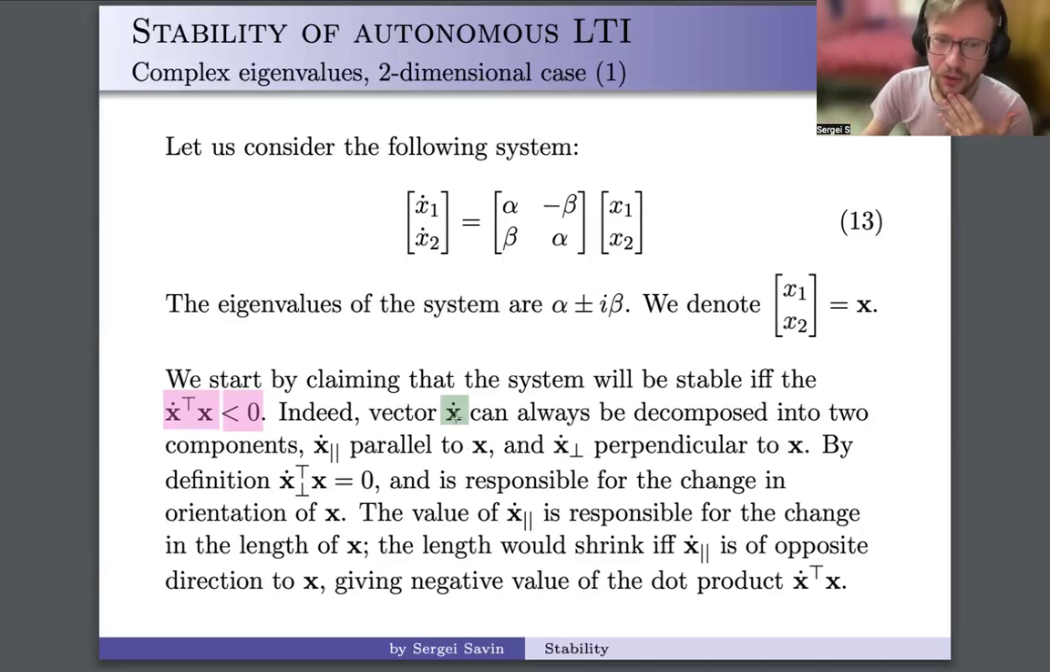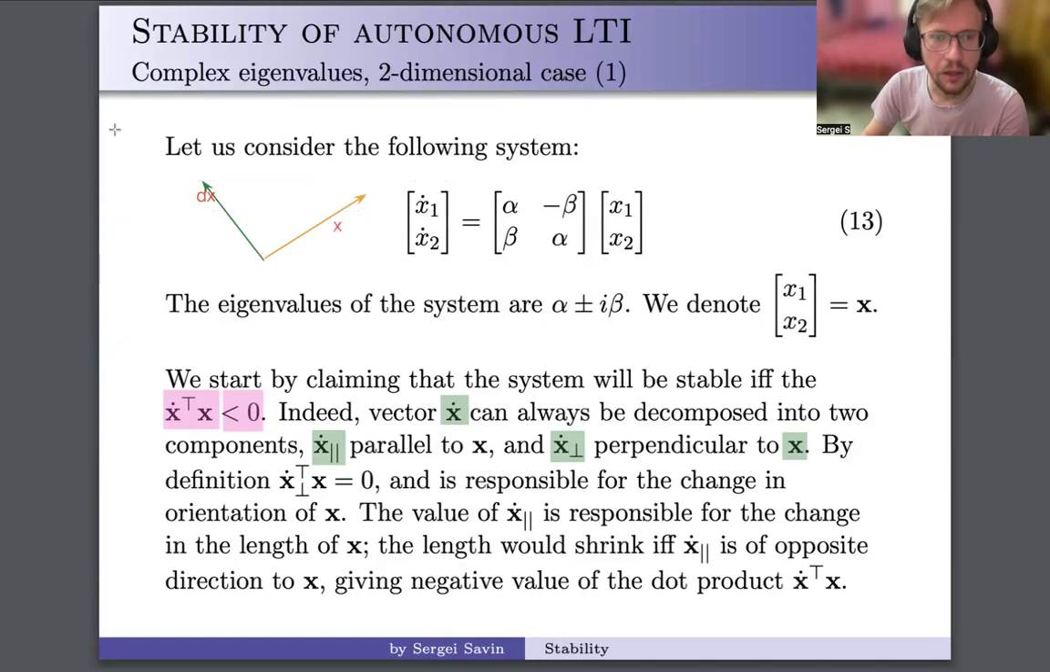So in this case, I will decompose it into a sum of x dot parallel, which is parallel to x, and x dot perpendicular, which is perpendicular to x, right? So visually, if you imagine this is your x dot, and this is your x, what I do here is a decomposition that looks like this.